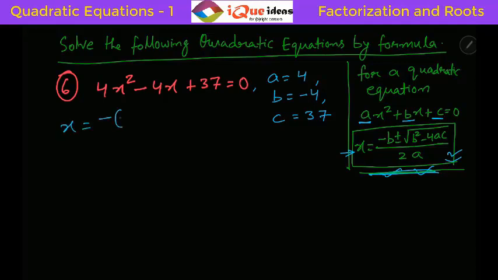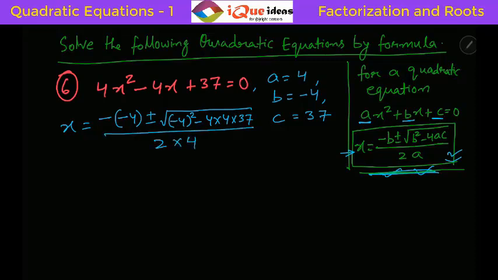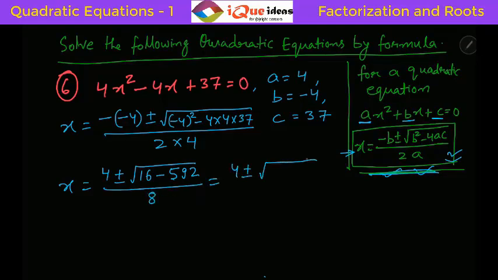X is equal to minus B, so minus of minus 4, plus minus root of B square, that is minus 4 square, minus 4AC, so it is 4 into A is also 4 and C is 37, divide by 2A, so A is 4, 2 into 4. So X is equal to minus of minus 4 is plus 4, plus minus root of minus 4 square is 16, minus 4 into 4 is 16 into 37. Now 16 into 37 will be 592, divided by 2 into 4 is 8. So this gives us 4 plus minus square root of minus 16 minus 592 will be equal to minus 576.